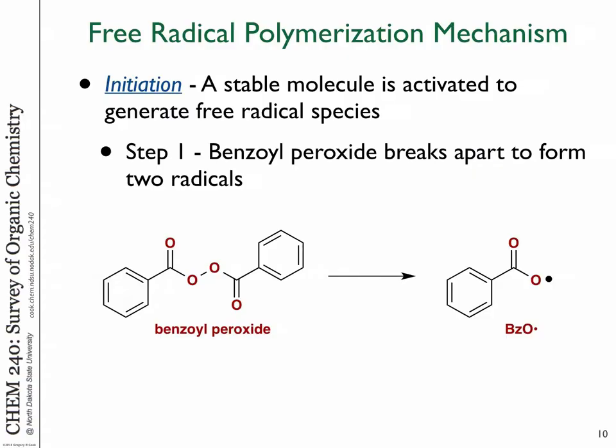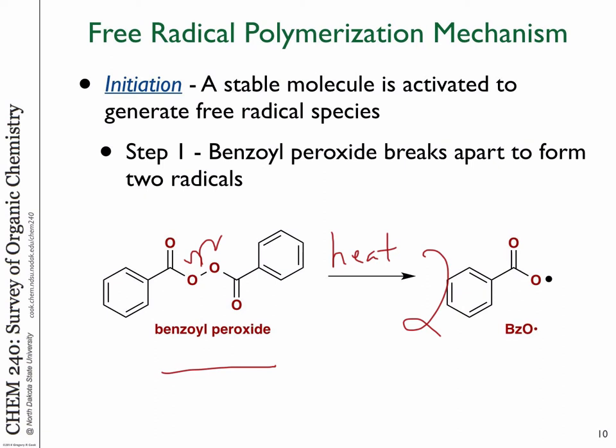If you take a look at this equation, I haven't balanced it. Essentially what happens is if you heat this benzoyl peroxide up, the bond between the oxygens breaks homolytically, shown with half-arrowhead curved arrows. One electron from the bond goes to each of the oxygens, and you end up with, from each molecule of benzoyl peroxide, two molecules of the benzoyl radical.